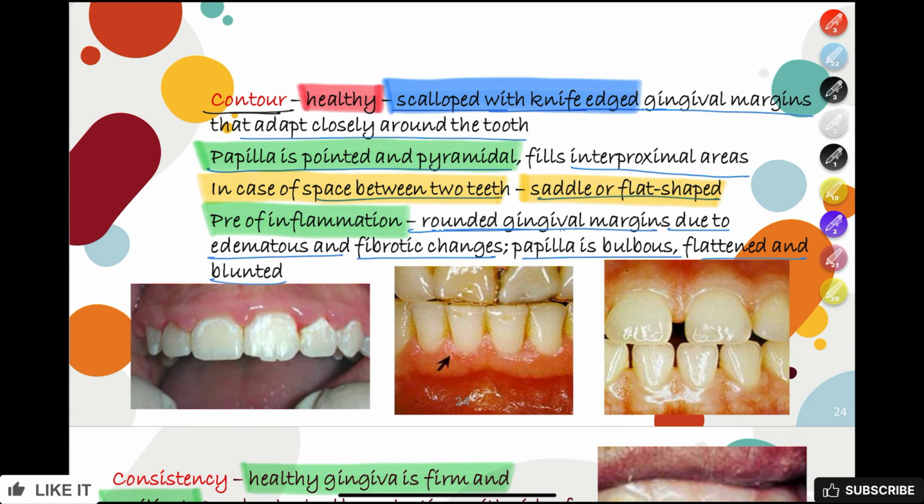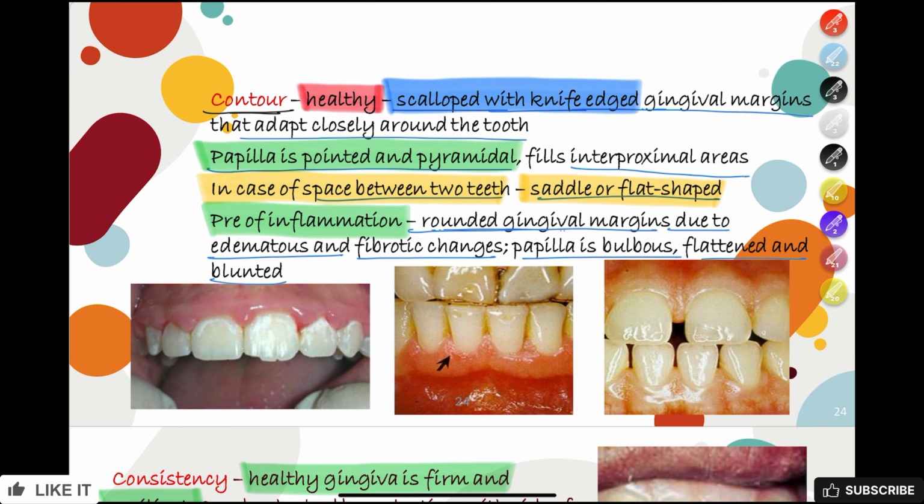In the presence of inflammation, there are rounded gingival margins due to edematous and fibrotic changes. Papilla is bulbous, flattened and blunted. So here we can see that with inflammation, the papilla is bulbous, flattened and blunted, while the margins have been rounded. It's not appearing as knife edge. It's appearing rounded due to edema.